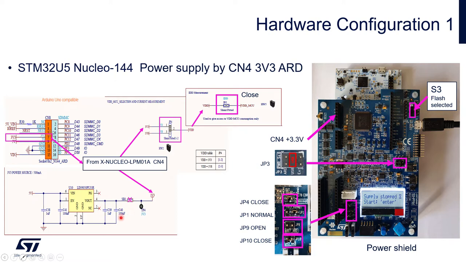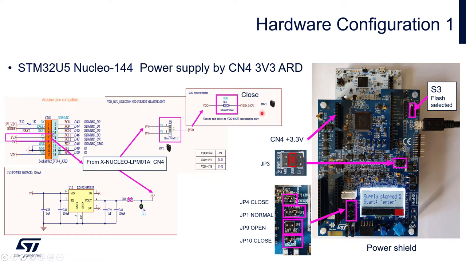So in this case, SB1 must be open to avoid conflict with the LDO, normally closed by default. Jumper 4 on the Nucleo board must be closed between pin 1 and pin 2 to propagate the 3.3 volt to VDD, as well as jumper 5 to propagate the VDD to the VDD MCU. Beware that the current measured concerns all features on 3.3 volt and not only the microcontroller current consumption.